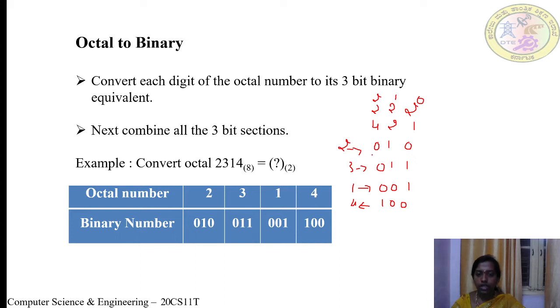So, the equivalent binary number for octal digit 2 is 0, 1, 0, for 3 it is 0, 1, 1, for 1 it is 0, 0, 1 and for 4 it is 1, 0, 0. So, equivalent binary number is 0, 1, 0, 0, 1, 1, 0, 0, 1, 1, 0, 0, base value 2.